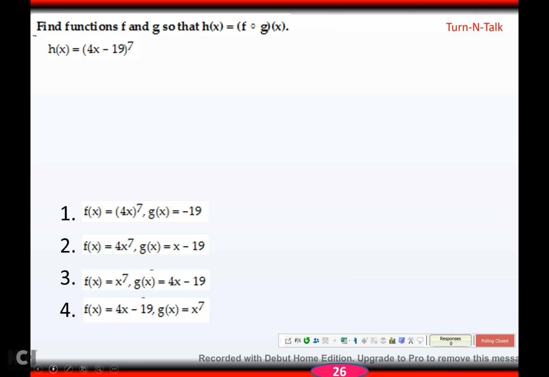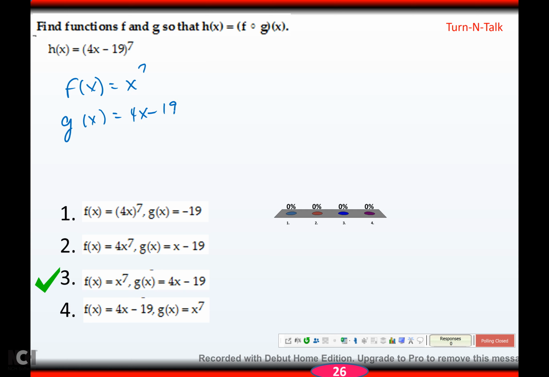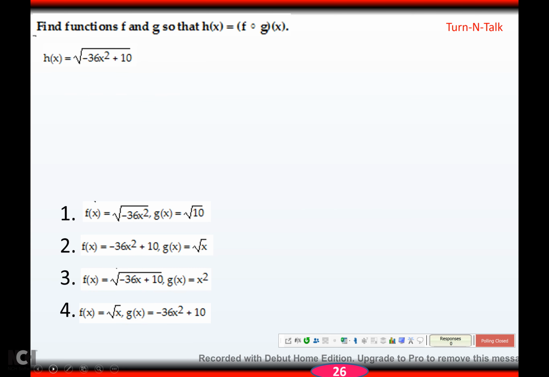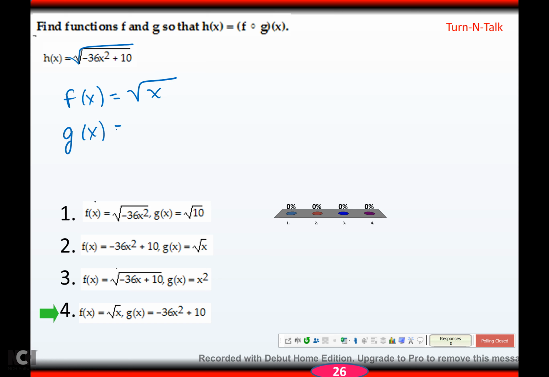Alright, you try this one, hit pause, come back when you're ready. And hopefully you got that. Okay, your power would be f of x, that would be x to the 7th. And your g of x is whatever's inside, which is 4x minus 19. Try this one, hit pause, come back when you're ready. And hopefully you got that. Your power is going to be the radical, and that's a power. So your f of x is going to be the square root of x. And your g is going to be what's inside, which is negative 36x squared plus 10.